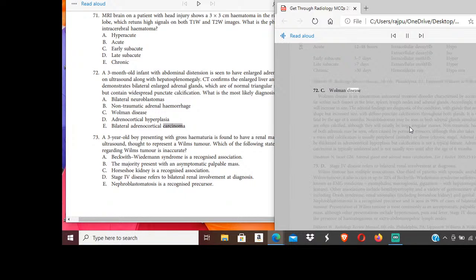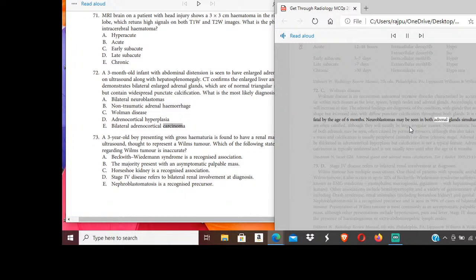72. C. Wolman disease. Wolman disease is an uncommon autosomal recessive disorder characterized by accumulation of fat within such tissues as the liver, spleen, lymph nodes and adrenal glands. Accordingly, these tissues will increase in size. The adrenal findings are diagnostic of the condition, with glands that are of normal shape but increased size, with diffuse punctate calcification throughout both glands. It is usually fatal by the age of 6 months.